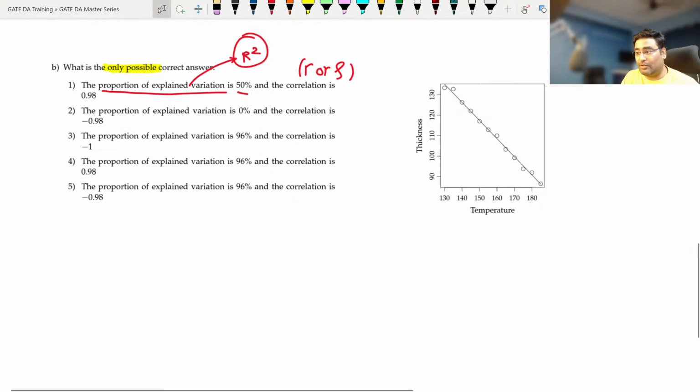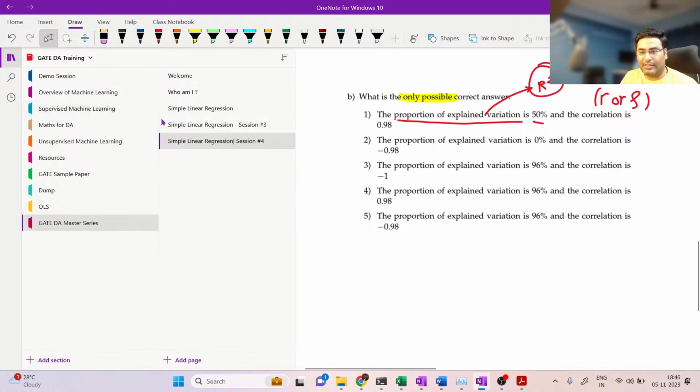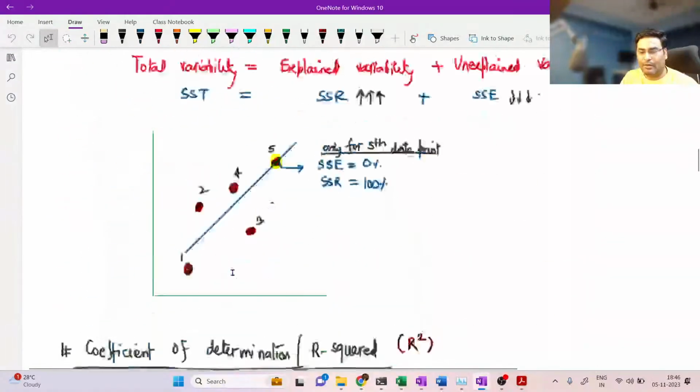And I have taught you this. You cannot say that we have not gone through that. Let me just quickly show you the notebook for session 3.